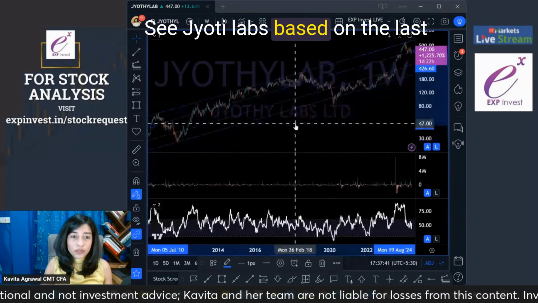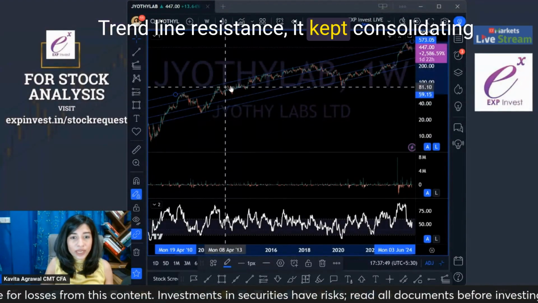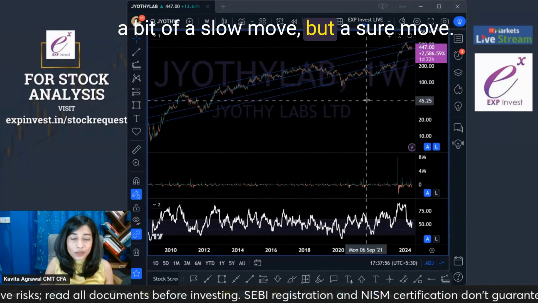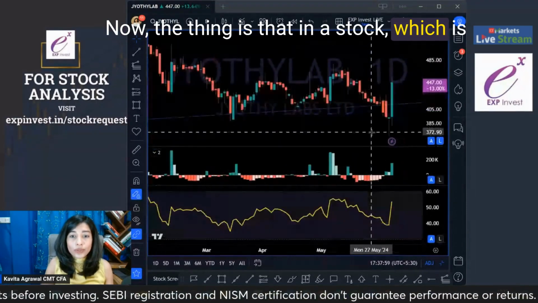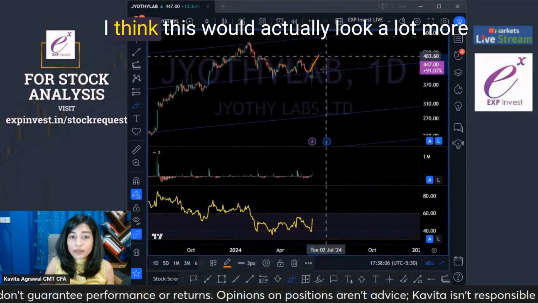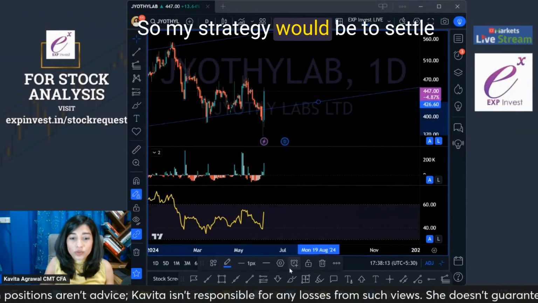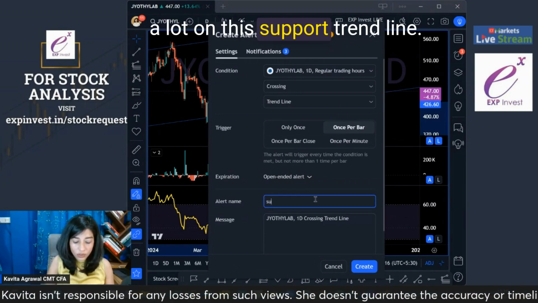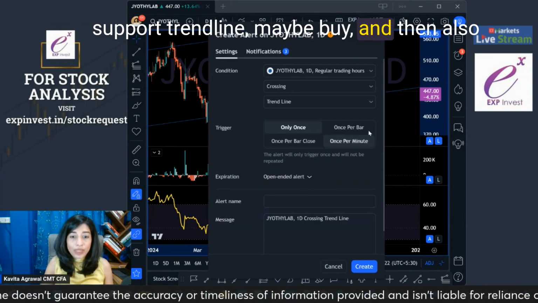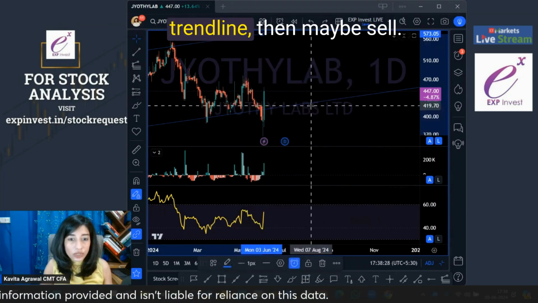See, Jyoti Labs, based on the last time, what we can see is that even though it achieved this trendline resistance, it kept consolidating and kept going up, which would make it a bit of a slow move, but a sure move. Now, the thing is that in a stock which is destined to be stuck in such a channel, instead of holding this for the long term, I think this would actually look a lot more attractive for repeated swing trading. So my strategy would be to set an alert on this support trend line, and whenever the stock comes to test this support trend line, maybe buy, and then also set an alert on this resistance trend line, and whenever it tests the resistance trend line, then maybe sell.